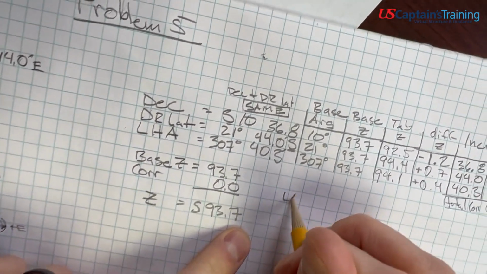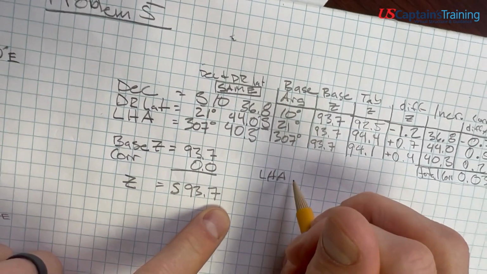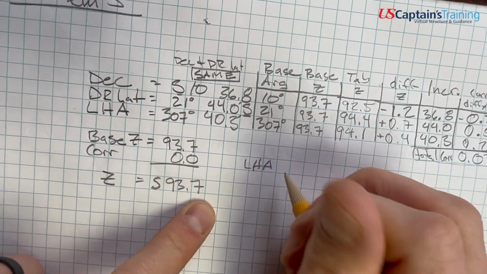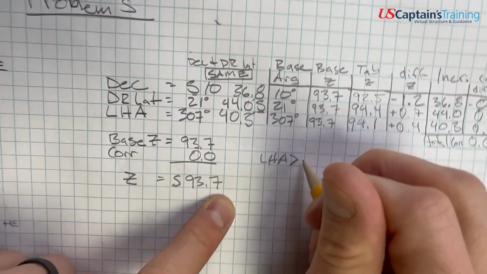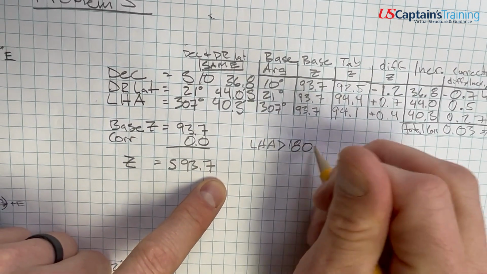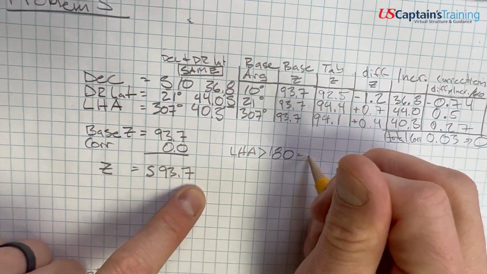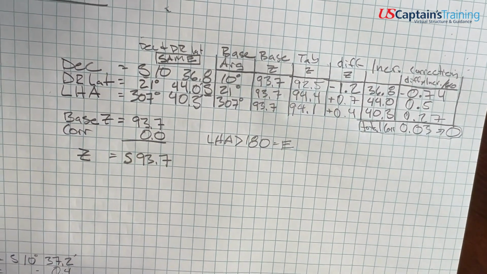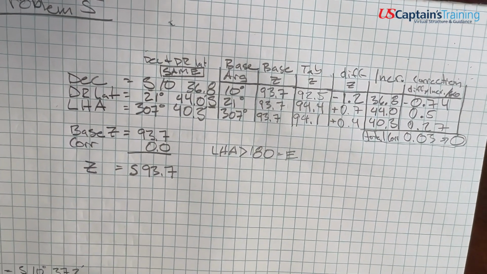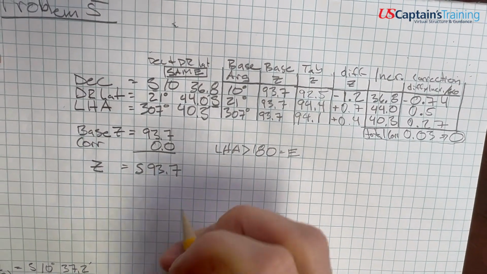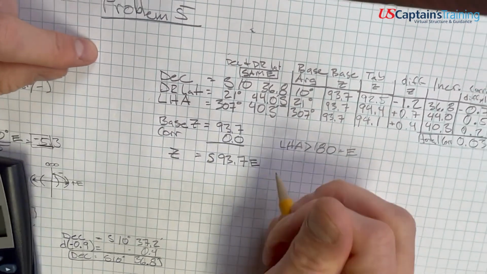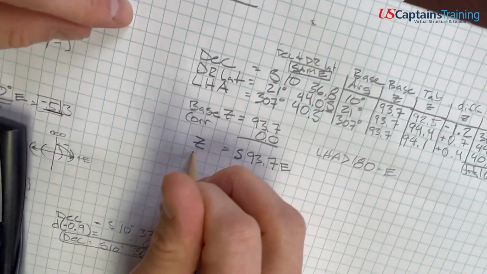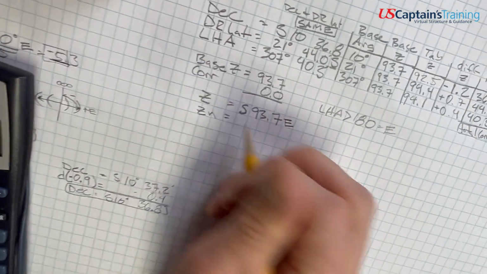And then we need to name it east or west. So if LHA is greater than 180, it gets an east. Good. So east. So now we need to figure out Zn.